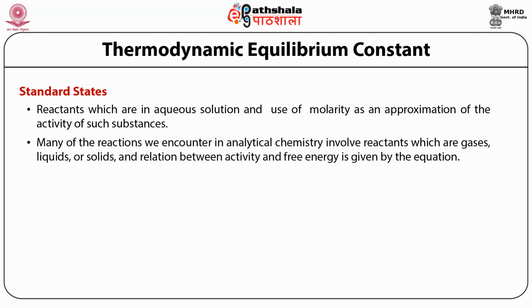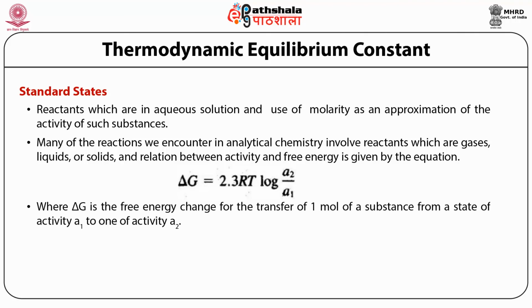Many of the reactions we encounter in analytical chemistry involve reactants which are gases, liquids or solids, and the relation between activity and the free energy is given by the equation denoted here, where delta G is the free energy change for the transfer of 1 mole of a substance from a state of activity A1 to one of activity A2. The free energy of a chemical species depends not only upon the nature and the quantity of the substance but also upon temperature and pressure.